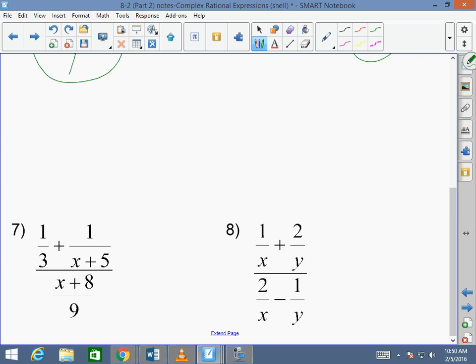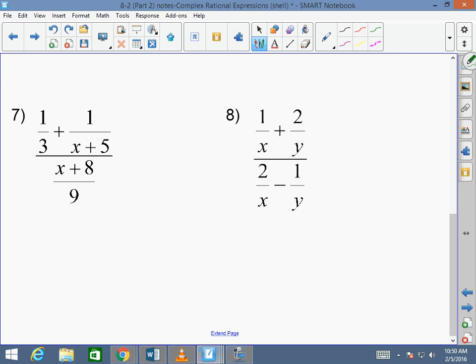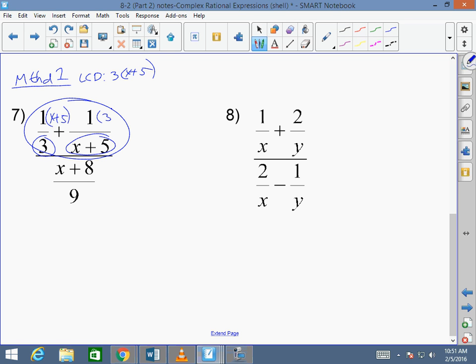Last 2, my brothers. I would definitely use method 2 here, but I'm going to use both methods. I'm a man of my word. Method 1. What's the LCD for this guy? 3 times x plus 5. Thank you, my brother. So what do I need to multiply here? X plus 5. And here. So this is going to give me x plus 5 plus 3, which equals x plus 8 over 3 times x plus 5. That's my numerator.